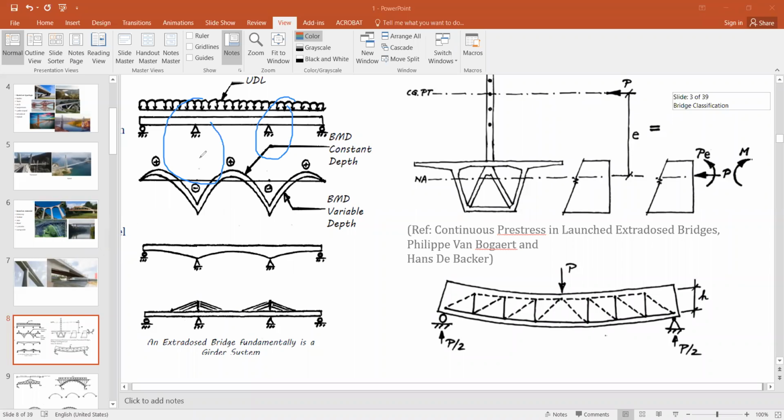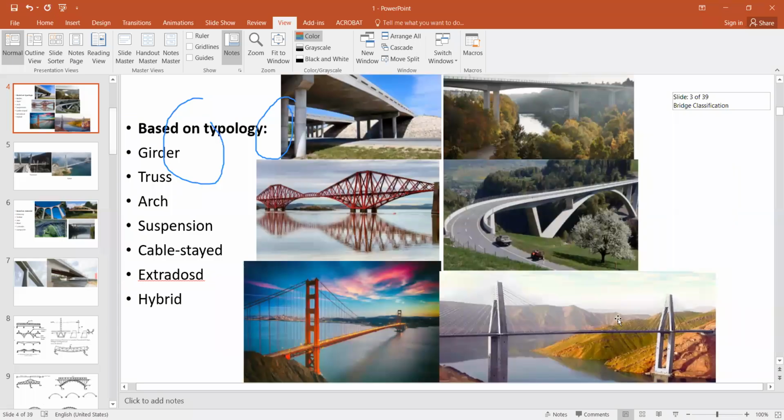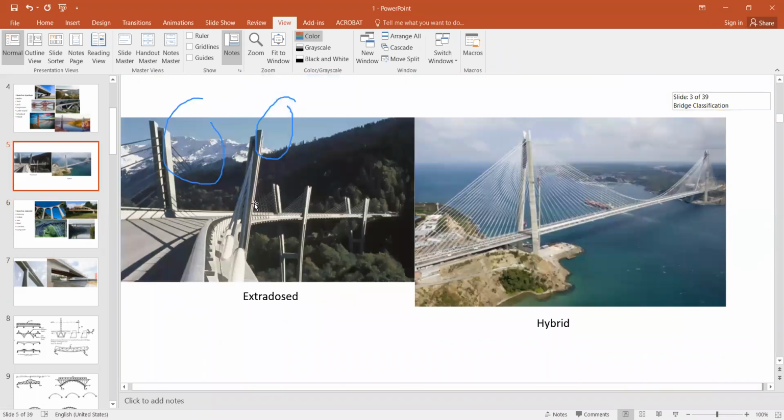Let me show you the extradosed bridge again. So this is a typical extradosed bridge. You see that there is a difference between the extradosed and the cable stayed bridges. Let me show you the cable stayed bridge. This is a cable stayed bridge. You can see that the angles are not very steep, but in the extradosed bridge, the angles are very steep.